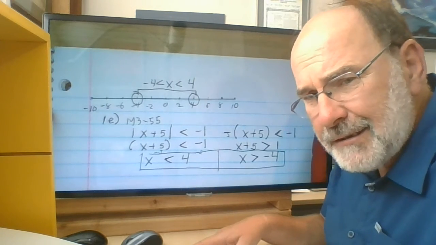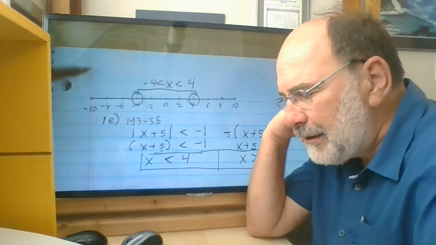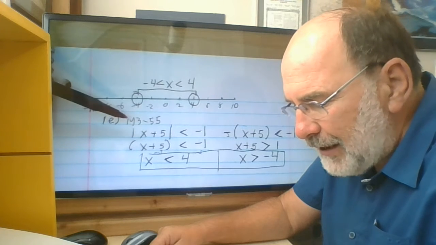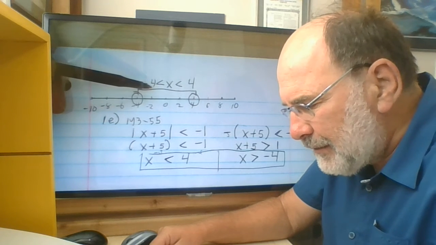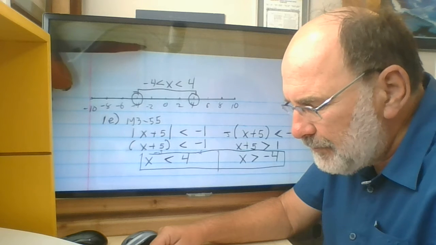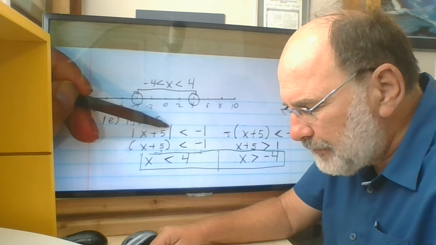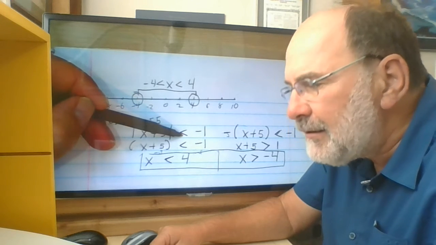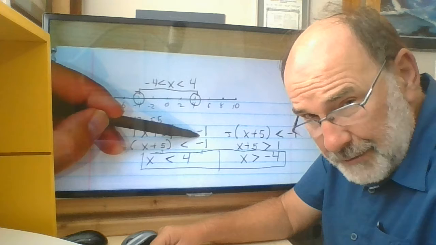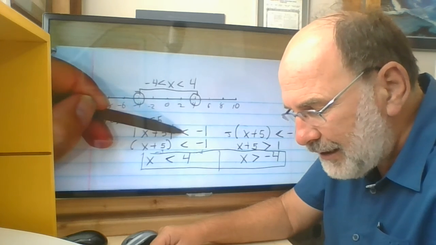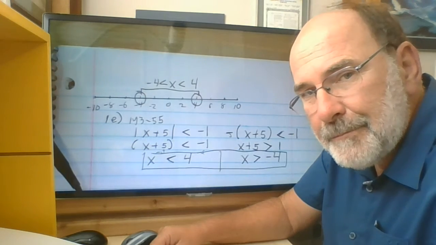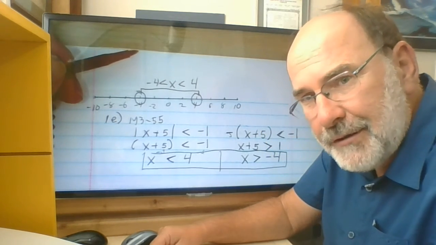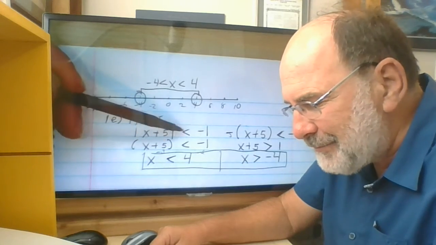Now, it's always a good idea to at least plug in one test number and see if it works. So let's plug in 0 because it's so convenient. 0 plus 5 is 5. Absolute value of 5 is 5. Is 5 less than -1? Think about that. Is 5 less than -1? No.